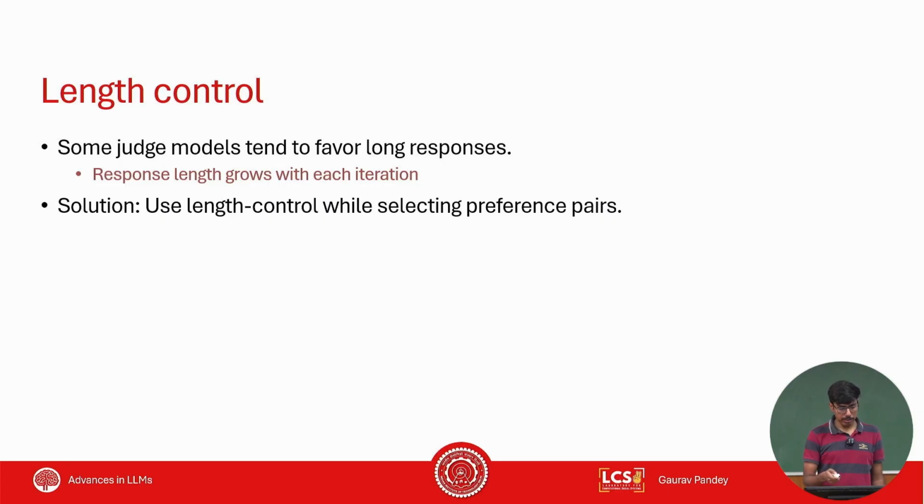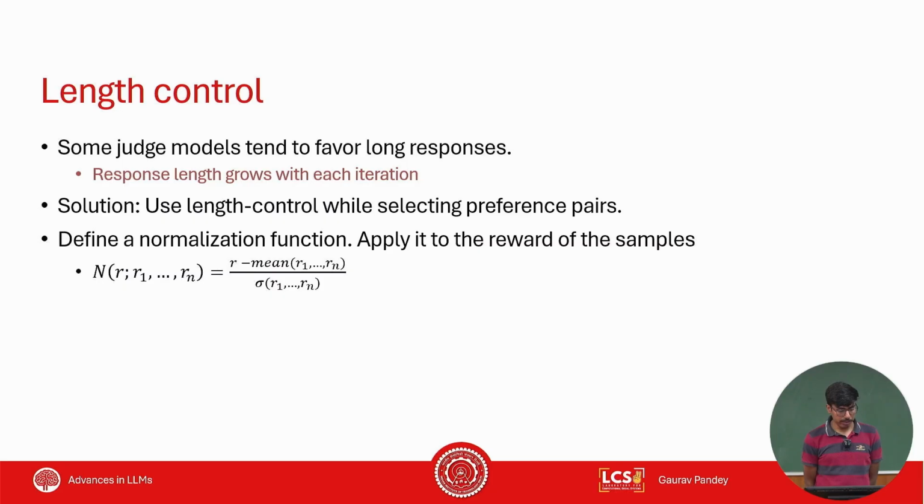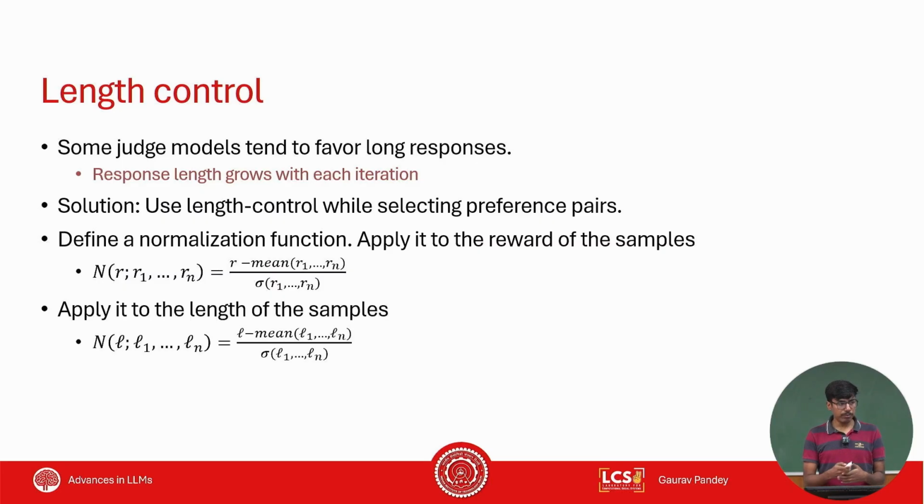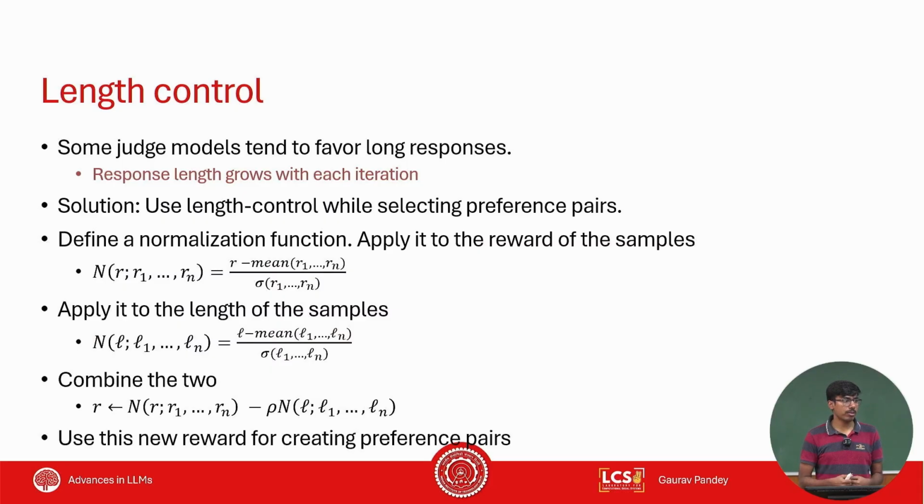So the authors of this paper use length control while selecting the preference pairs. They define a normalization function: given any set of values, not just reward, you subtract the mean and divide by standard deviation, the standard normalization of the score. You do it for rewards, and you do it for the length of the samples also, and then you combine the two. Your reward is the standard normalization of the reward minus rho times the normalized length, where rho is a scaling parameter.